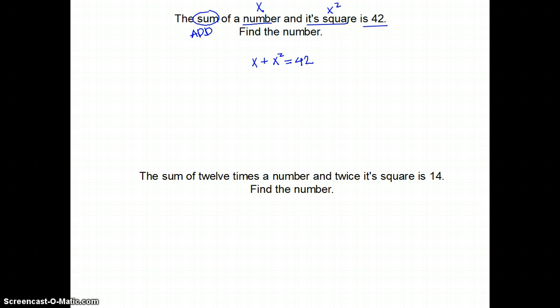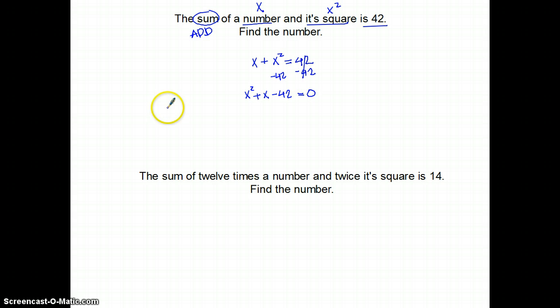And now we must solve this. Step 1, get a 0 on one side. So since my x squared is positive, I'm going to leave it and move my 42 from the right over to the left by subtracting. And then I'm going to rearrange these so they go from highest to lowest exponent. So I start with the positive x squared, then my positive x, and my minus 42, all equals 0.